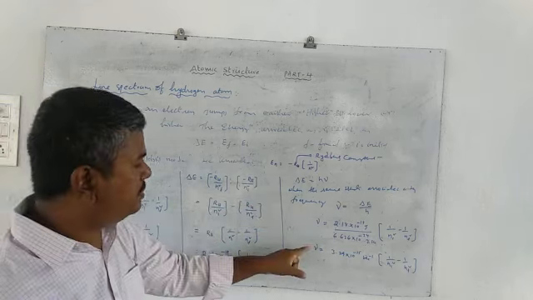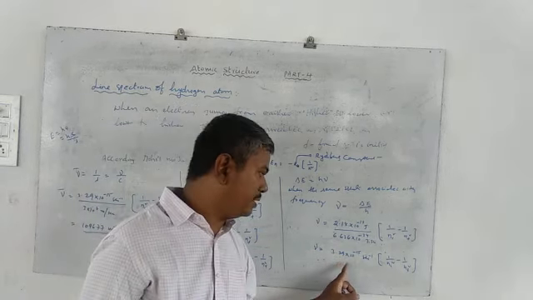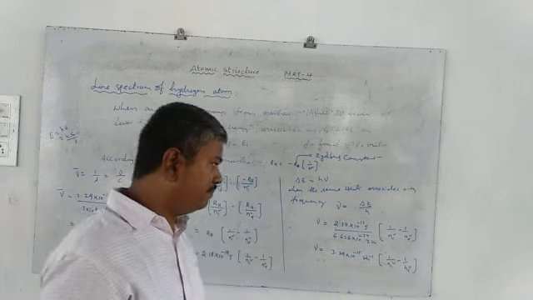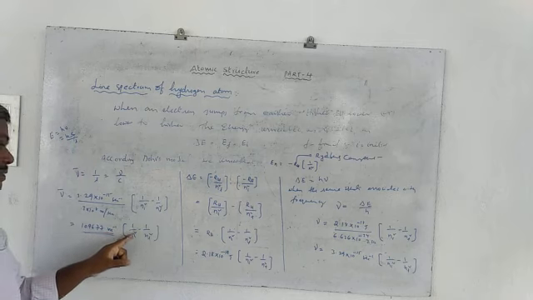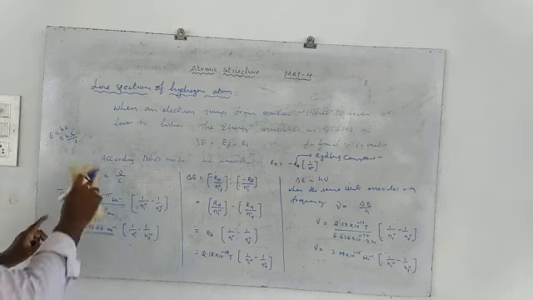Whereas in the case of frequencies, that is equal to 3.29 into 10 to the power of minus 15 second inverse into 1 by n i square minus 1 by n f square. Whereas in the case of wave numbers, the same expression will be expressed as nu bar equal to 109677 into 1 by n i square minus 1 by n f square. Here, one more important note.